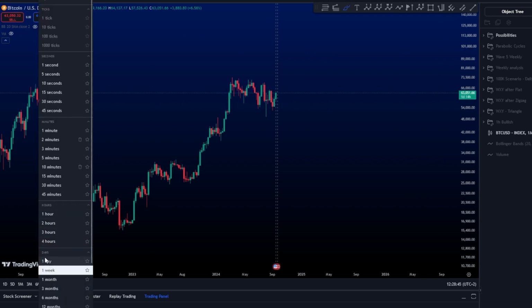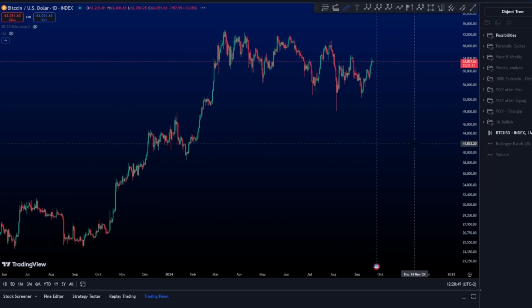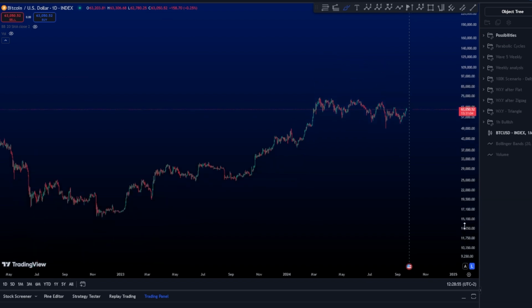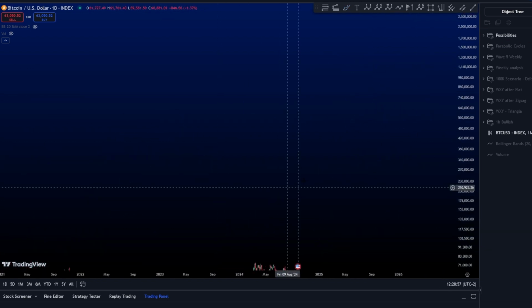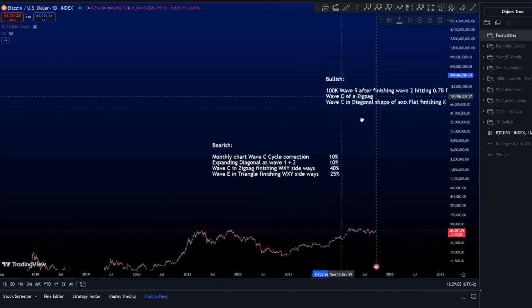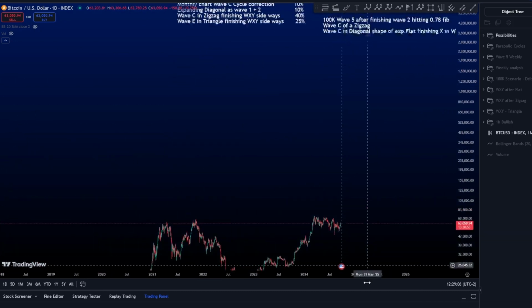Let's move now to the daily chart. Let's move smaller. On the daily chart, now it's time to analyze the possibilities much more. So these are our possibilities. I'm going to start with the bearish scenario, okay?